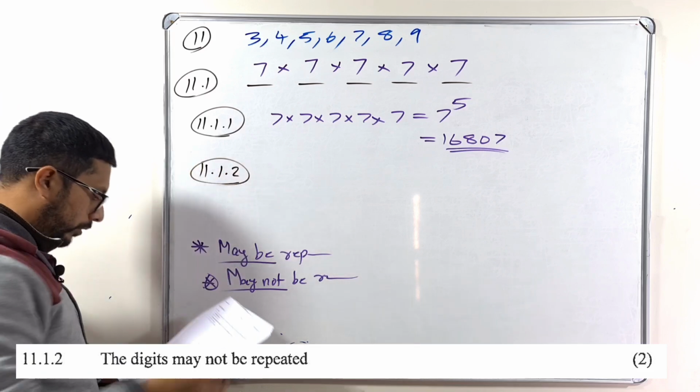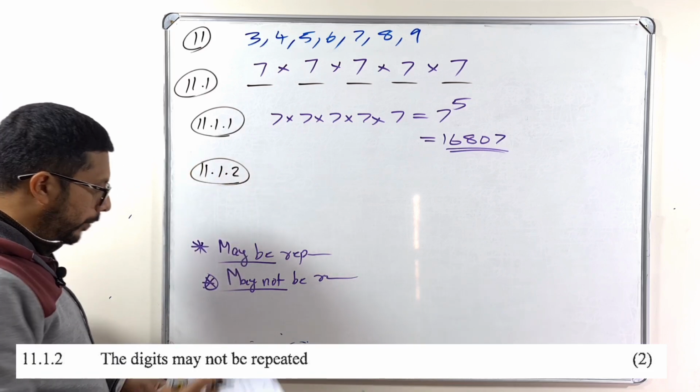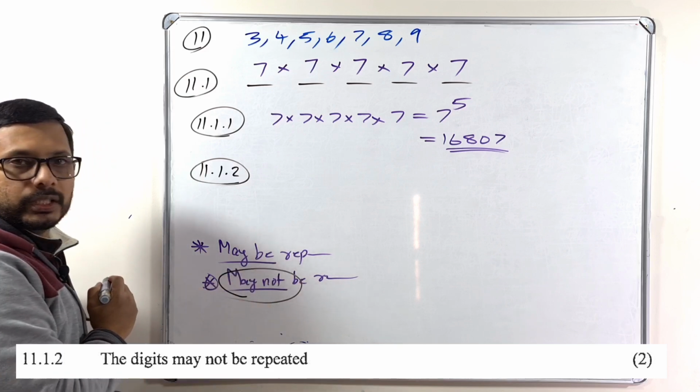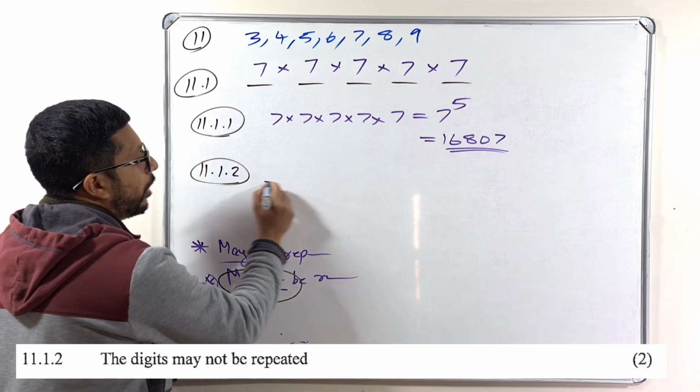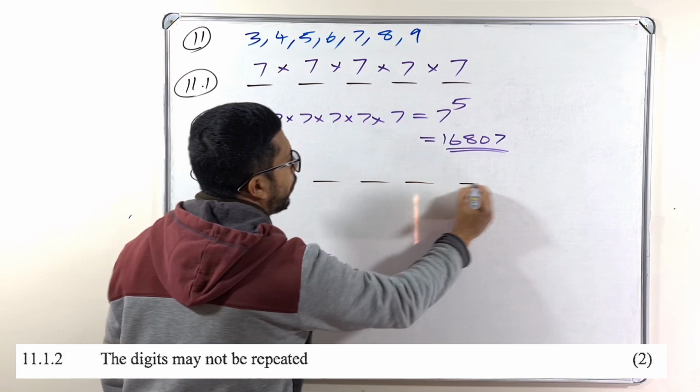11.1.2. What is that question? The digits may not be repeated. Now we are talking about this condition. Anyway, how many digits are in our code?